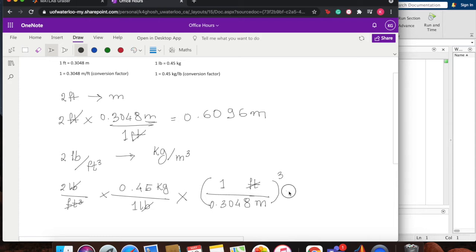And I'm going to end up with 2 times 0.45 divided by 0.3048, the whole cube. So that is 31.78. And the unit for this would be, in my numerator I have kgs, and in my denominator I have meter cubed. Okay, so these are two of the concepts that we're going to use to solve this problem today.